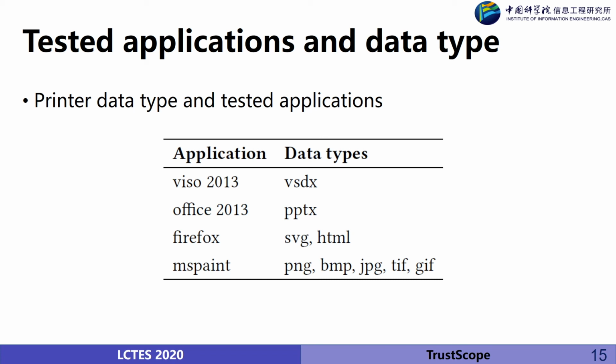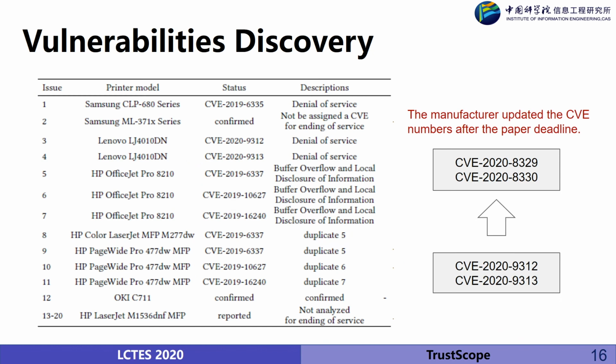To evaluate TrustScope, we collected 8 IoT printers from 4 vendors, including HP, Samsung, Lenovo, and OKI. The data to be parsed by a printer is usually divided into 3 types: graphics, images, and text. We use 4 applications to print data in 9 different file formats. Next, we send the generated test cases to test how the printers would react. TrustScope finds vulnerabilities in all 8 tested printers, resulting in 6 new CVEs.